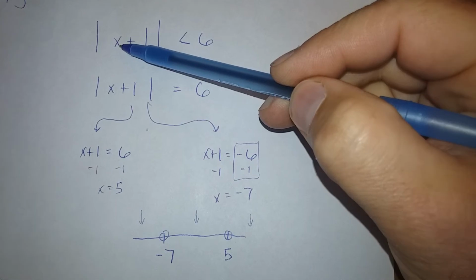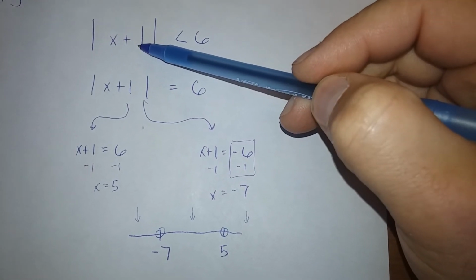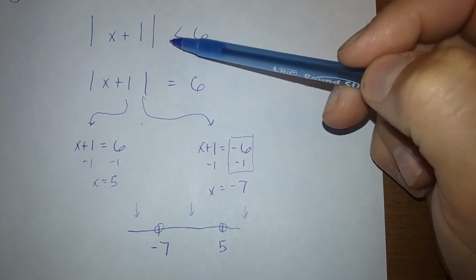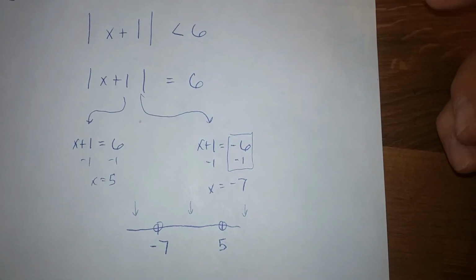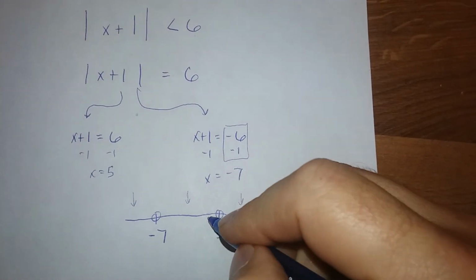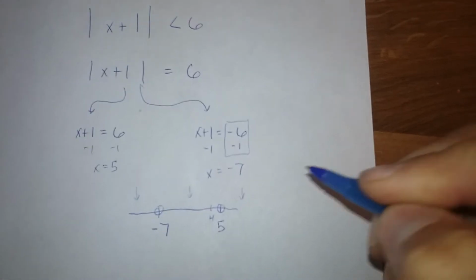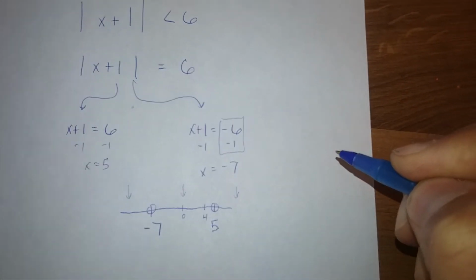If I plug in 0 right here, I get 0 plus 1 is 1. Absolute value of 1 is 1. 1 is less than 6. That means 0 is an answer. So I just tried 4, which is right here on the number line, and I tried 0, which is right here on the number line.